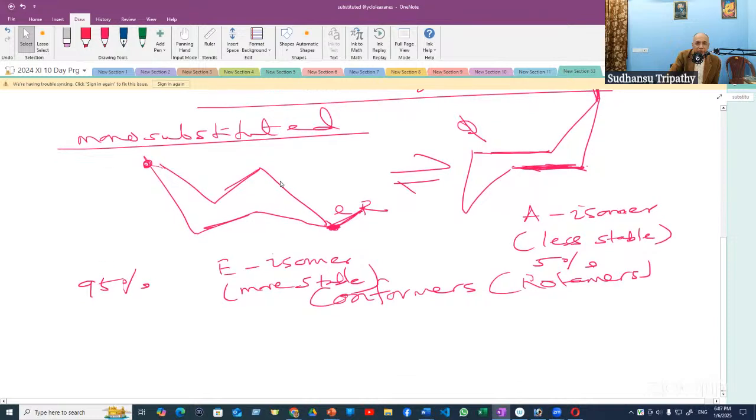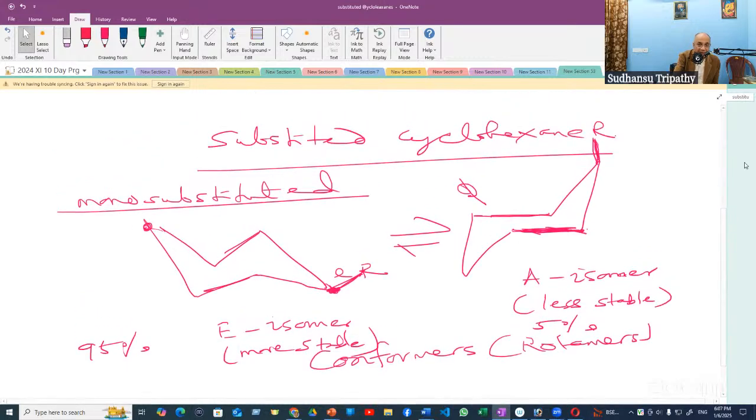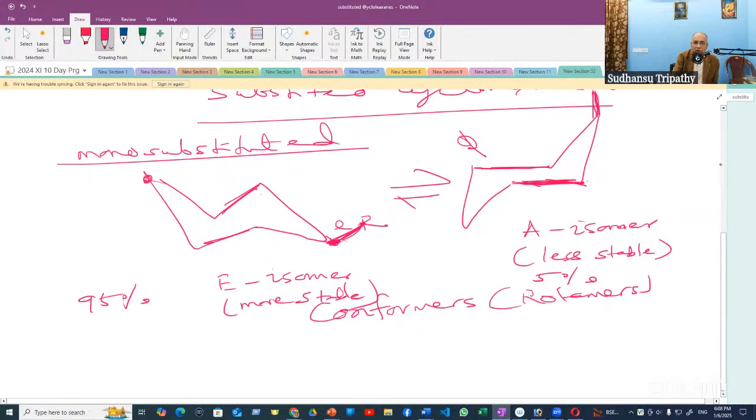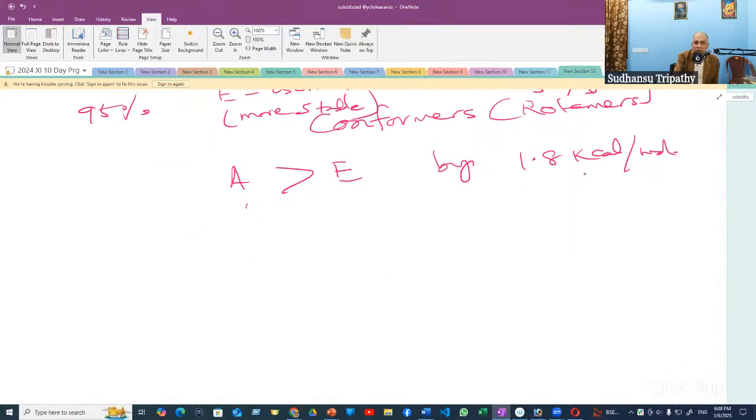Now, you know that the Gauche form is less stable than the anti by 0.9 kilocalories per mole. So there are two Gauche-butane type of interactions. So this is the anti form. So the equatorial is more stable than axial by 1.8 kilocalories per mole, because the axial isomer has two Gauche-butane type of interactions.